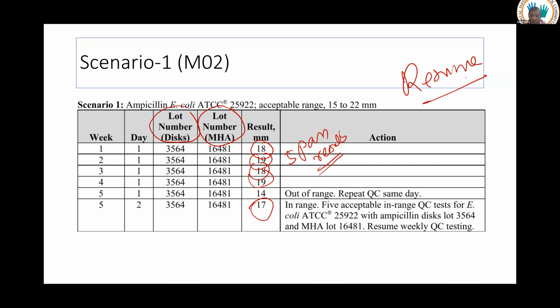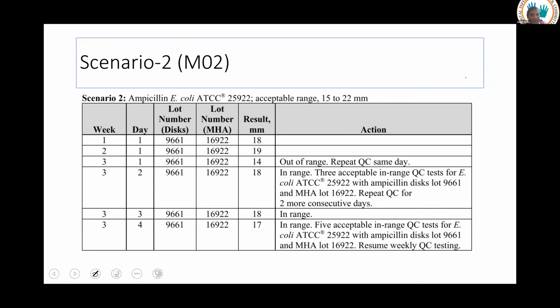I have one more scenario. In this scenario, the fail result happened on week 3. The third week, you have a fail result. So you have to see, going back, how many past results are there. Going back, you have only 1 and 2. 2 past results are there. You need a total of 5 past results.